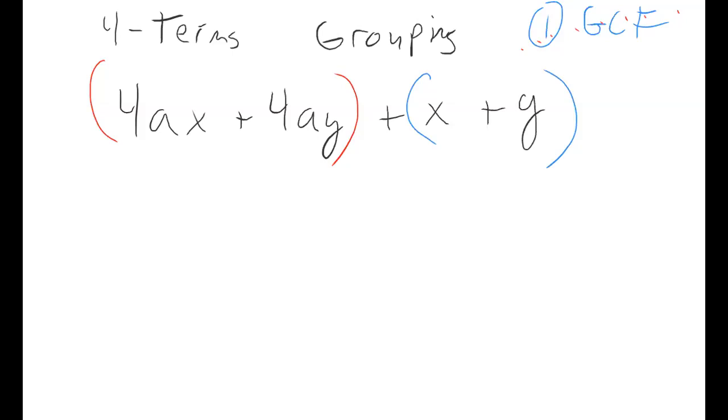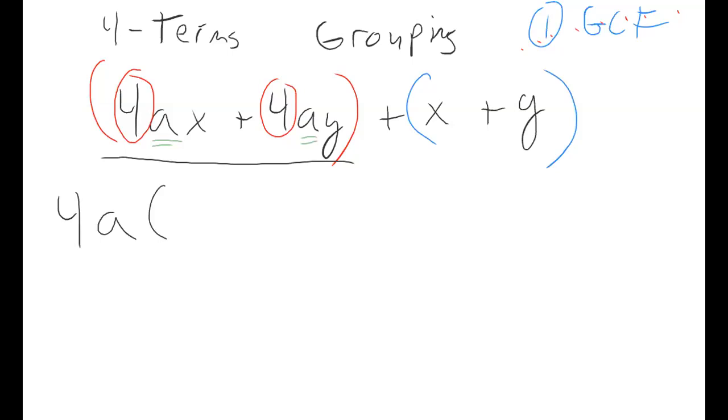is there something in common there? Right? So we're just looking at this guy. And we notice there is a 4 and there is a 4. So I can pull out a 4. There is also an A and an A. So I can pull out an A. Then I am left with x plus y.